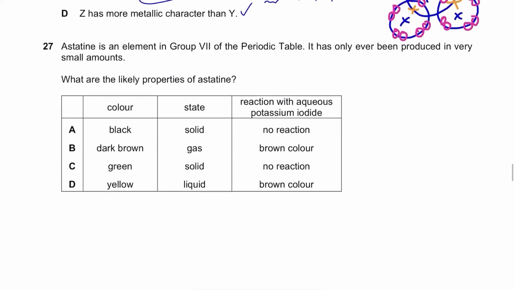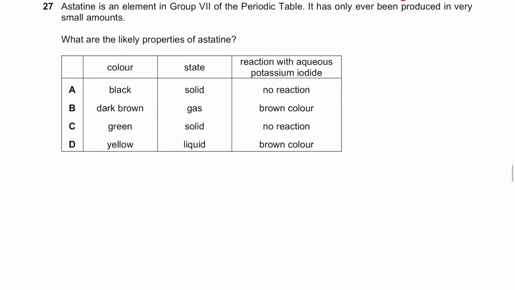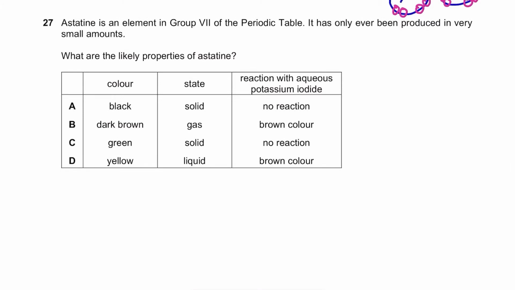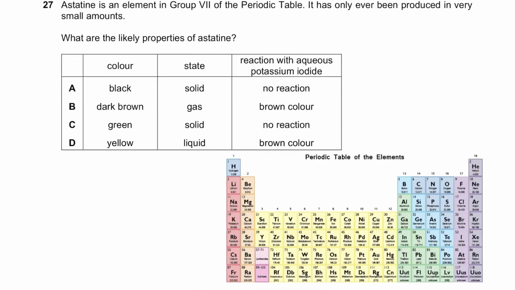Question 27. Astatine is an element in group 7 of the periodic table. It has only ever been produced in very small amounts. What are the likely properties of astatine? Let's take a look at the periodic table. Astatine is here below iodine. For group 7 elements, their colors will become darker down the group.